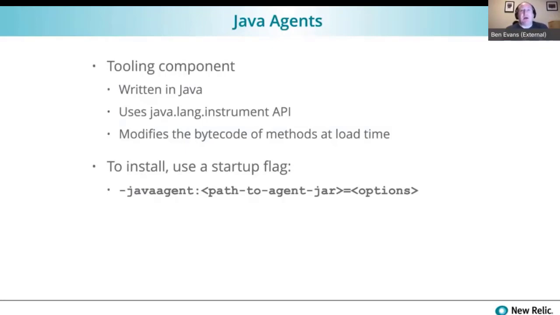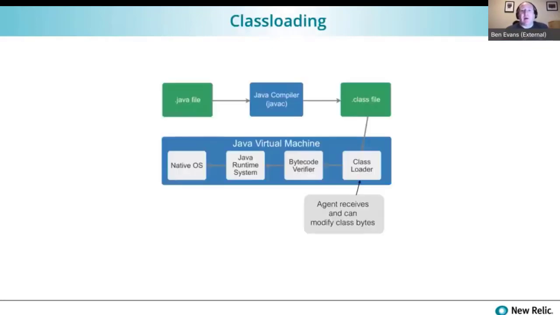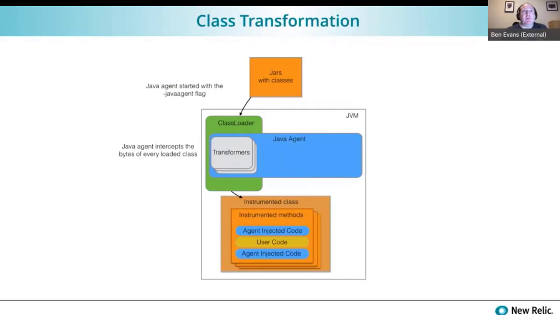You install them using a startup flag. And the way that it works is, if this is the standard flow that we normally go through when we're class loading, you have a Java compiler, you produce a class file, the class file gets loaded, and it goes through the bytecode verifier. Well, before it gets verified, you can actually insert a transformation. So a Java agent is this blue box which is inserted into the class loader before the verifier runs.